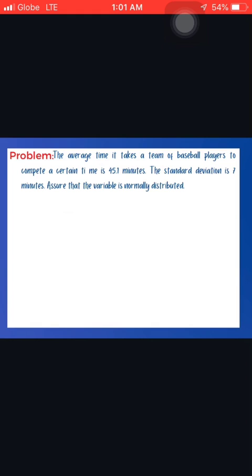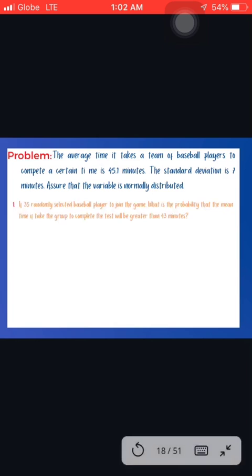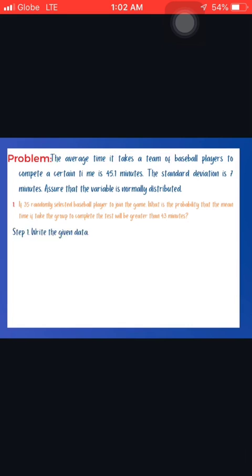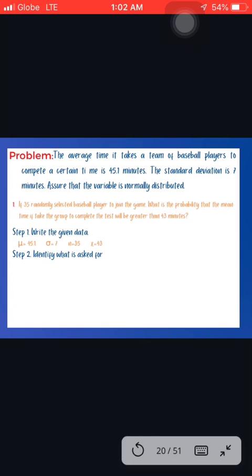So another problem, the average time it takes a team of baseball players to complete a certain game is 45.1 minutes. The standard deviation is 7 minutes. Assume that the variable is normally distributed. So number 2, if 35 randomly selected baseball players join the game, what is the probability that the mean time it takes the group to complete the game will be greater than 43 minutes? So step 1 again, write the given data. The sample mean is 45.1 and the standard deviation is equal to 7. N is equal to 35 and x equals to 43.